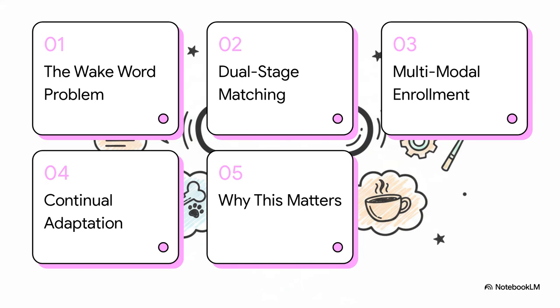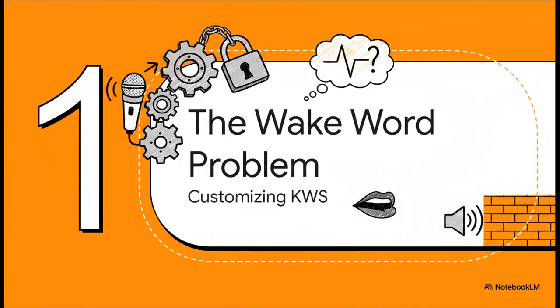So, here's our roadmap for today's Explainer. First, the custom wake word problem. Then we'll cover the three pillars of the solution: dual stage matching, multi-modal enrollment, and continual adaptation. And finally, why this matters. Let's start with Section 1, the custom wake word problem.